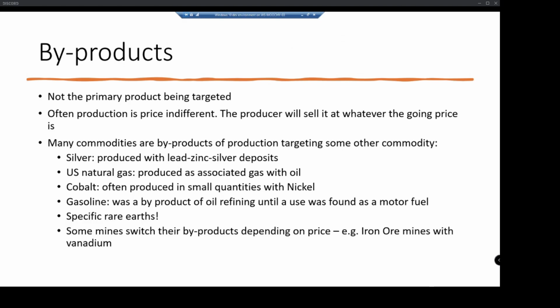In zinc and lead mines, silver is a byproduct. They're not targeting silver specifically, but they get silver with it. If you're talking about gold, you often get silver with it. They would be targeting gold, but they get silver. Copper commonly produces gold and silver. So you're targeting copper, but you get gold and silver with it, and sometimes it's like a 10-to-1 ratio for copper to gold. Cobalt is produced with nickel.